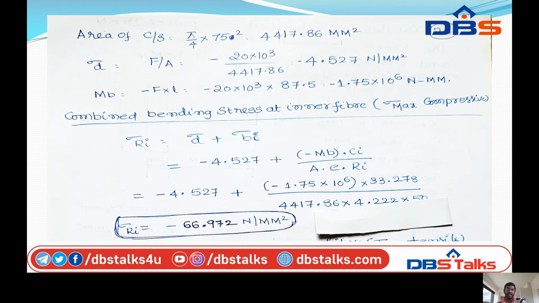So now next we can calculate the bending moment. Mb is equal to minus, so minus means compressive, force into length, that is equal to 20 into 10 cube into length 87.5, that is equal to 1.75 into 10 power 6 Newton mm. So finally you can calculate the combined bending stresses at the inner fiber, maximum compressive.